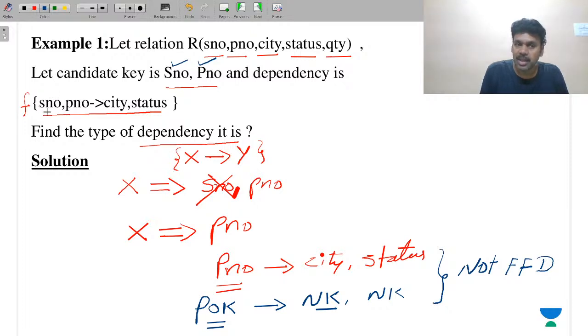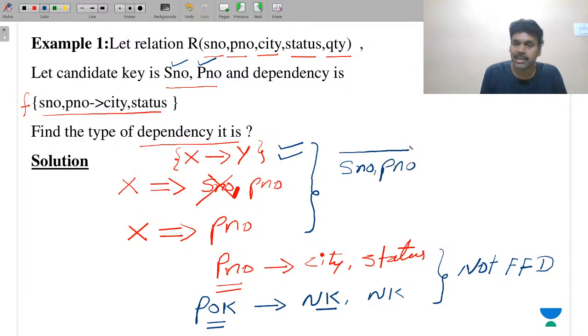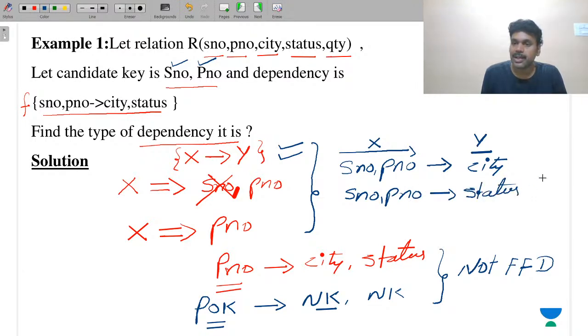Fully functionally dependent means don't try to extract any kind of attributes from your LHS. As far as this is concerned, SNO and PNO, therefore SNO PNO totally implies all other attributes. So if you want to prove that this X implies Y, here your X is SNO comma PNO. Then your X implies Y, where Y is one city, and once again SNO comma PNO implies status. Friends, therefore, we can confirm this as fully functionally dependent because if you subtract either this attribute or this attribute, then the functional dependency is not going to be proved.